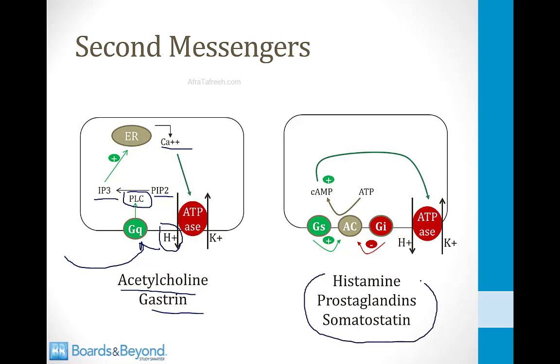Histamine, prostaglandins, and somatostatin all work on adenylyl cyclase. The GS protein, which is activated by histamine, activates adenylyl cyclase and raises the amount of cyclic AMP. The GI protein, which is activated by prostaglandins and somatostatin, will inhibit adenylyl cyclase, and this will lower the level of cyclic AMP. And then the level of cyclic AMP inside the cell influences the activity of the hydrogen potassium ATPase pump.